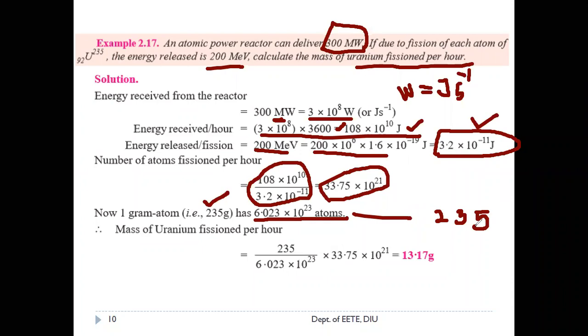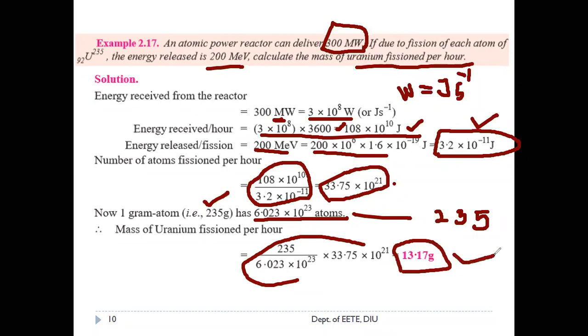235 gram, this is the weight, but we need this. So we just put the value here. Finally we get the mass per hour. It will be 13.17 gram only.